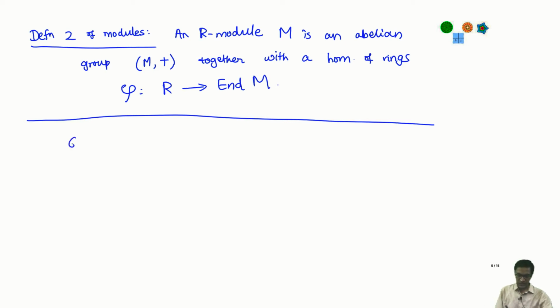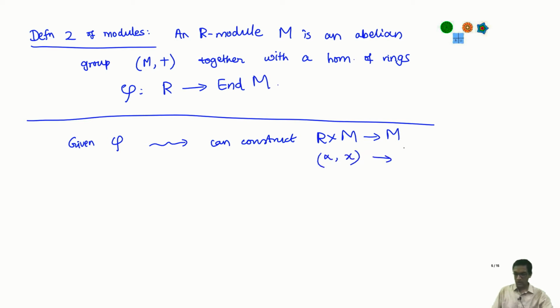Okay. In other words, given this map phi, given such a map phi, you can construct the scalar multiplication map from R times M to M as follows. If I give you an alpha and an x, since I know what my phi should be doing, I'll just do the following. I take phi, I evaluate it on alpha, so that gives me the scalar multiplication map. So it's an element of End M, and I evaluate it on x. Okay. So I can construct my scalar multiplication map in this way.